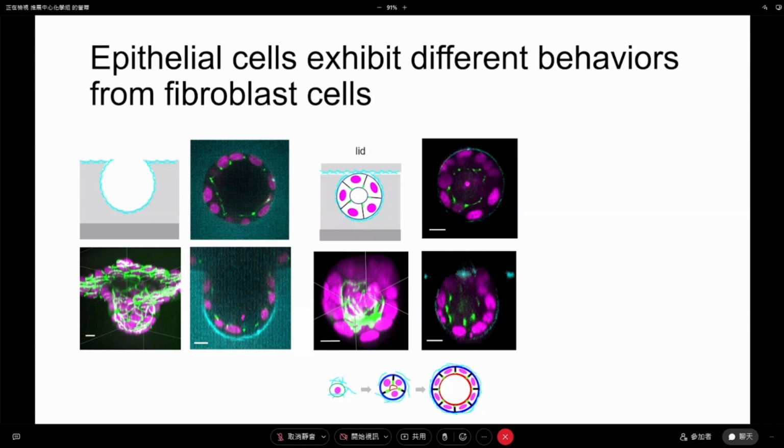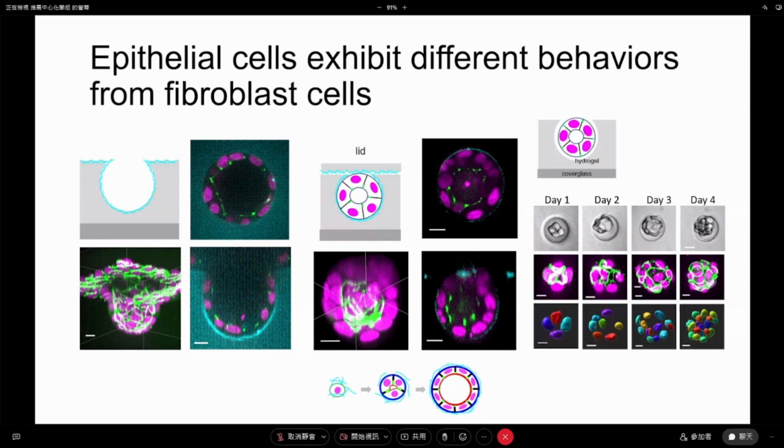takes a week. And here we can just throw a lot of epithelial cells from a top-down approach to assemble a cyst. And we can also make them without any ECM coating, and they can grow like a domino. We can track how they grow over time.